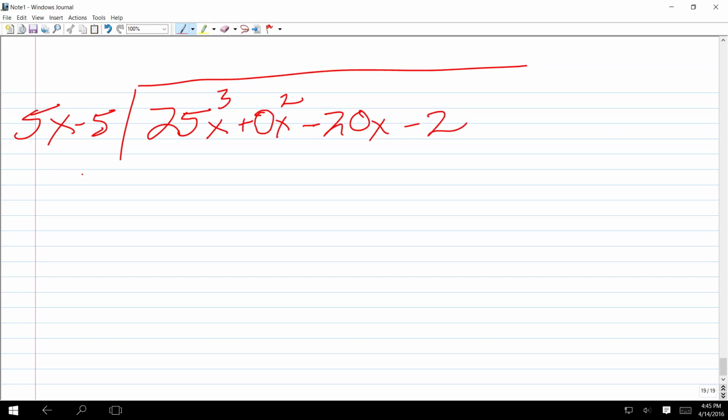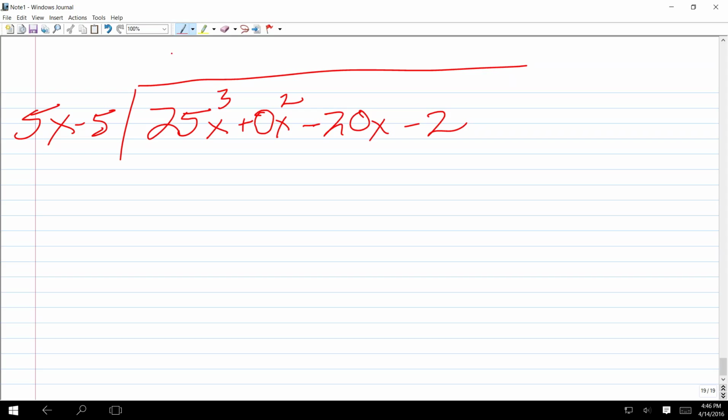But doesn't the 25x cubed count for the x squared? No. I have to have one term for every degree. If I didn't have this minus 20x, I'd have to put in a plus 0x also. So if you're missing a degree, you have to put it in. We were missing the x squared term. Okay? So read off what this is going to be.